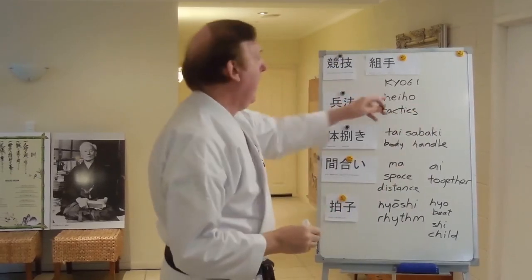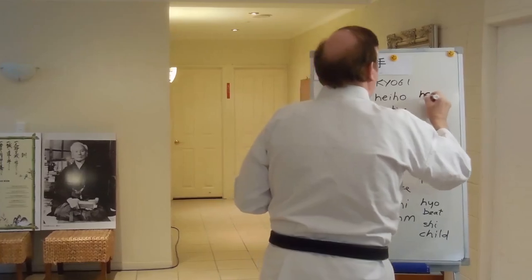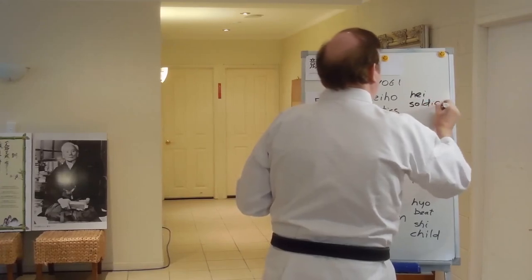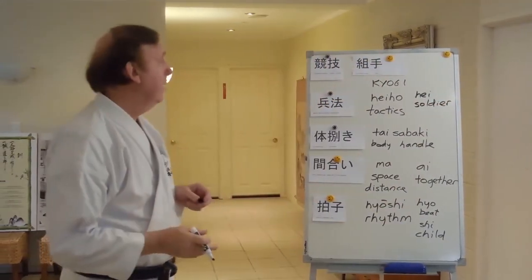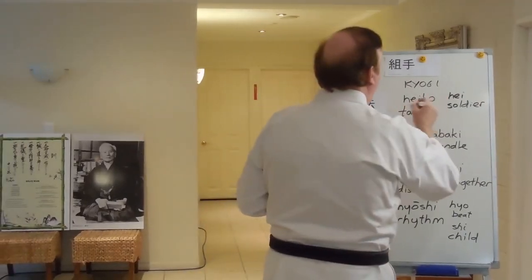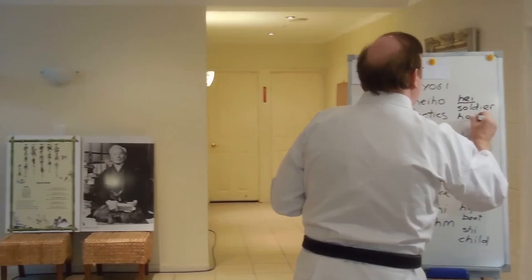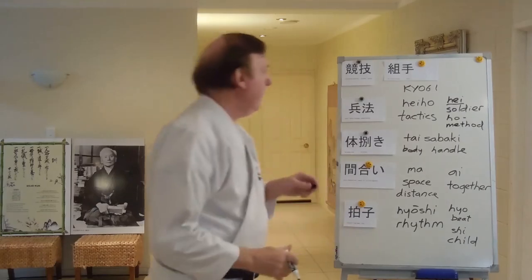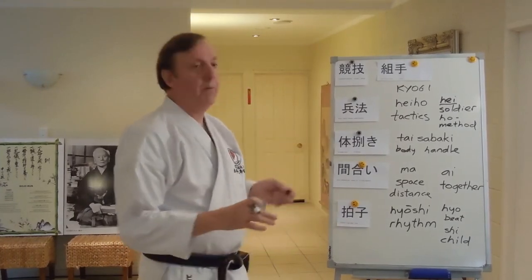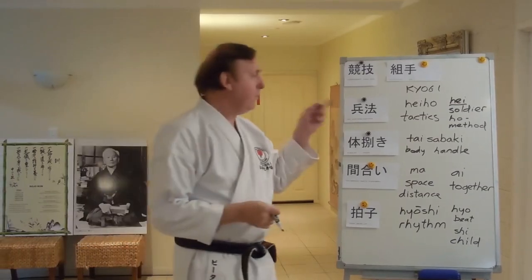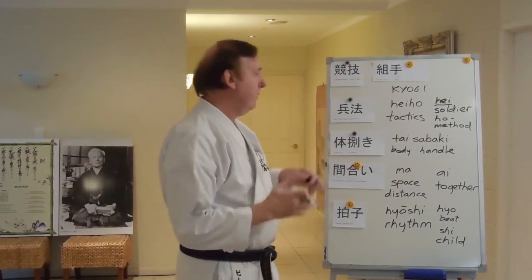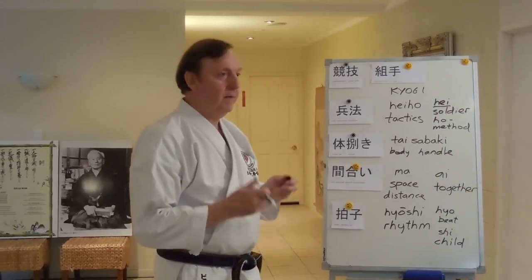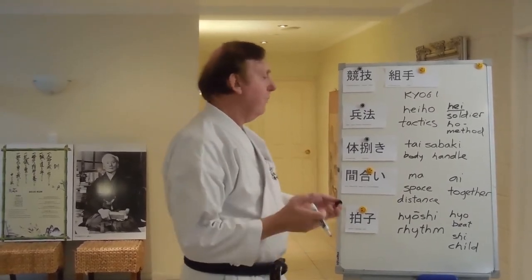Okay, so hei actually comes from almost military things. So this would be like a soldier. How do they work out military tactics? And heiho, so this is hei, and ho just means the method, how to do. Okay, so we now have 4 basic principles for henka waza. The first one, heiho, tactics. The second one, taisabaki, moving the body, how to handle the body. The third one, ma'ai, distancing. And the fourth one, hyoshi, rhythm.